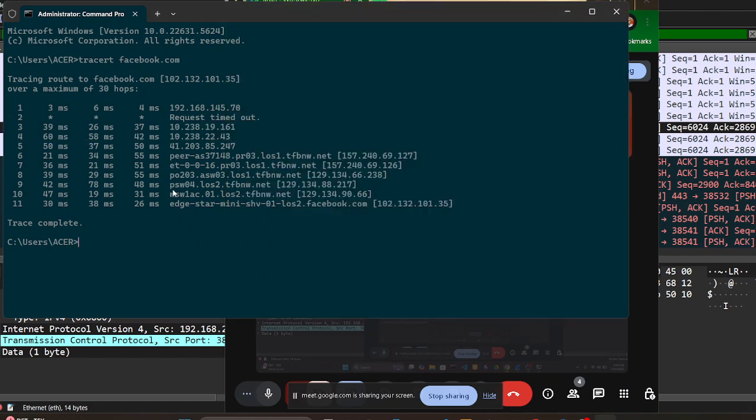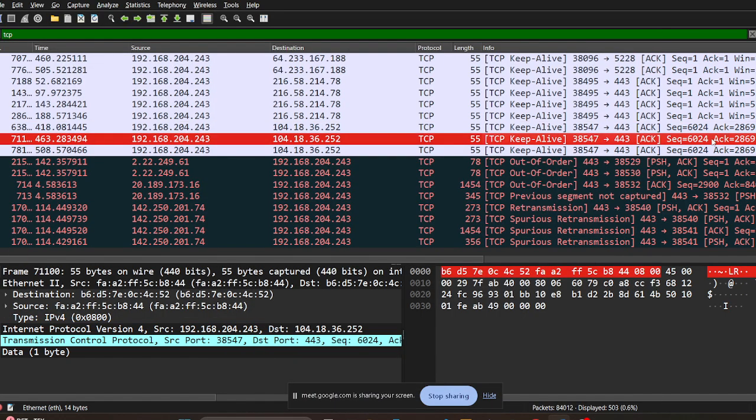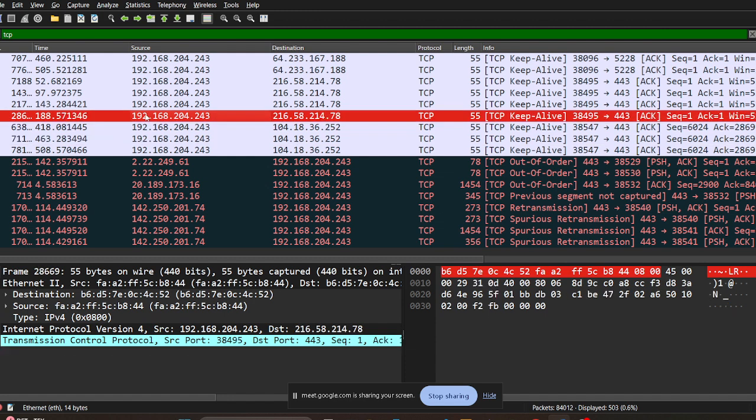Okay, all right. So to buttress what I was saying, this is my IP address today: 192.168.145.70. But when we captured this packet, this was my IP address: 192.168.204.243. So what does this indicate now?